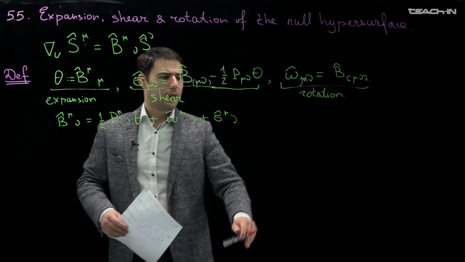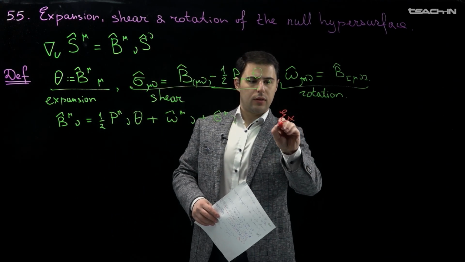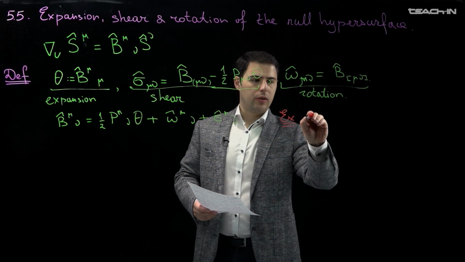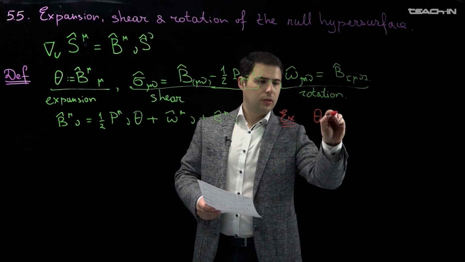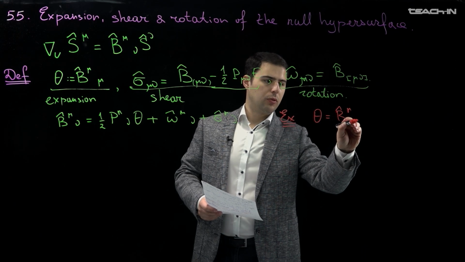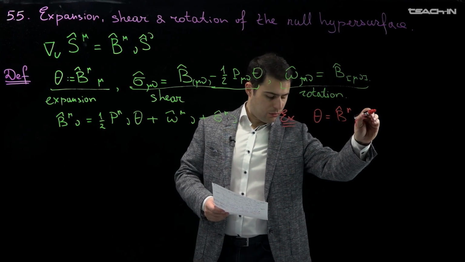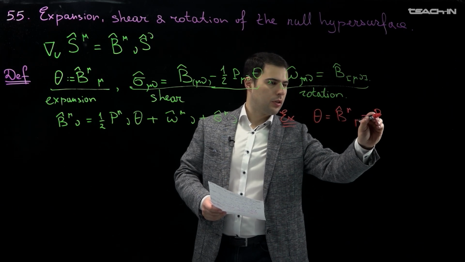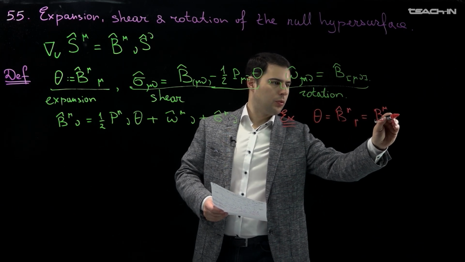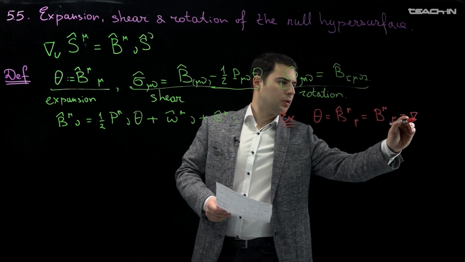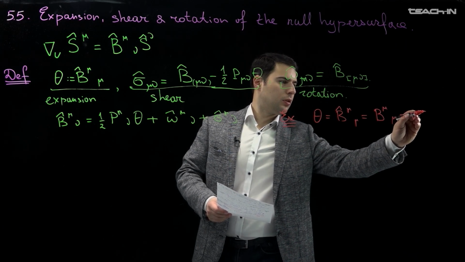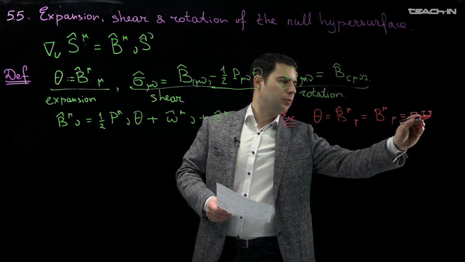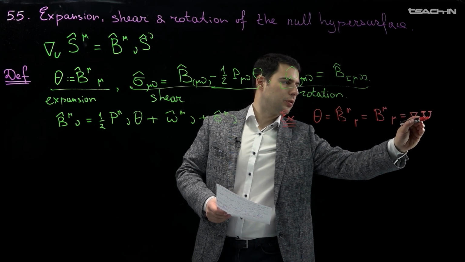So it is an exercise to check that theta, which we defined as B mu nu, is also the same as B mu mu, which is the divergence of the null generator.